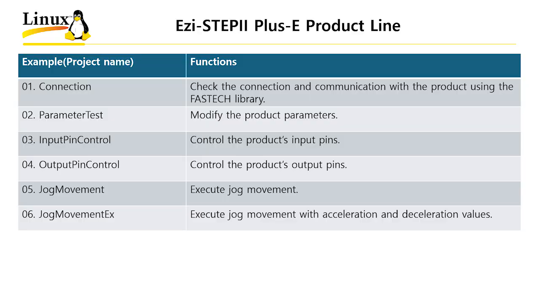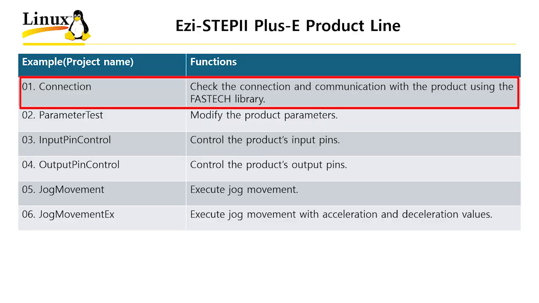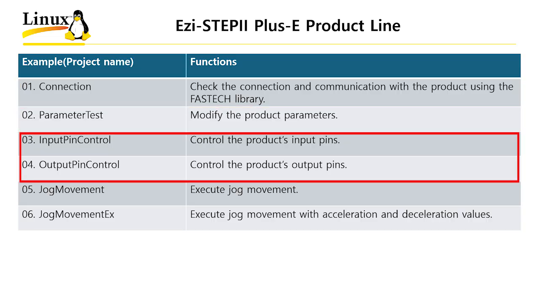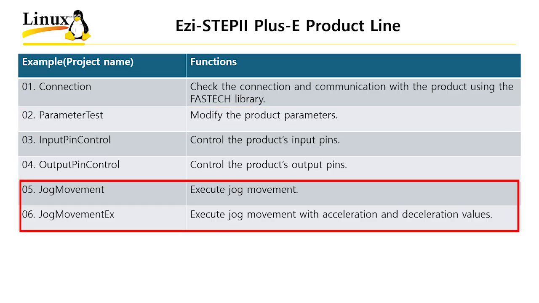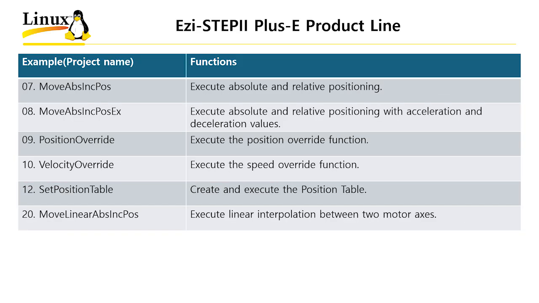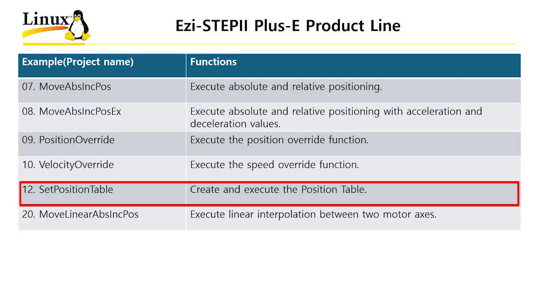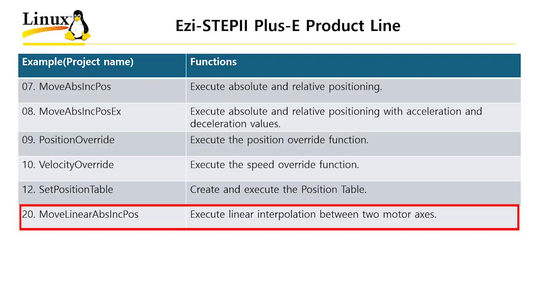Next, the Ezi-Step 2 Plus E product line. These examples include product connection and communication check, parameter configuration, I/O signal control, jog operation. Additional examples include absolute and relative positioning, override control, position table function, linear interpolation for dual-axis motor control.